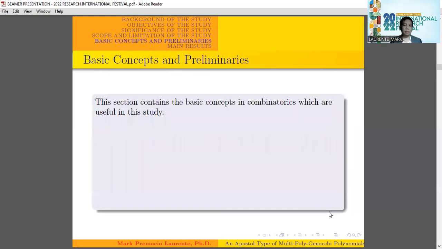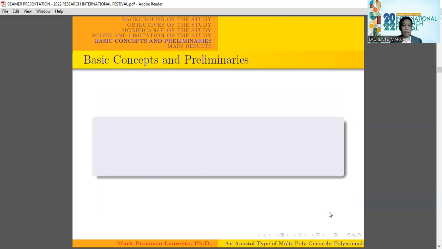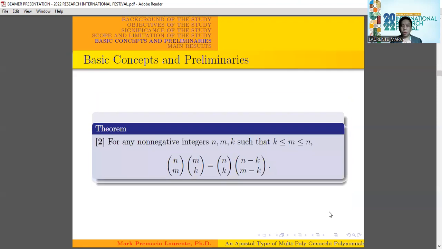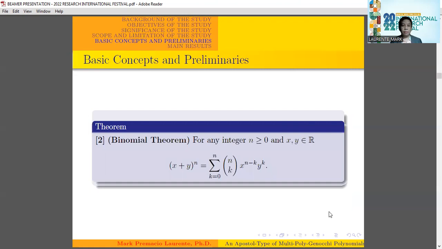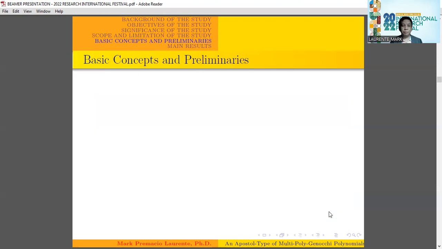We have the basic concepts and preliminaries, which are useful in this study. We have the binomial coefficient, n taken k. I think you're familiar with this one also. Then the remark on this binomial coefficient, and also the theorem and the binomial theorem. These theorems and basic concepts are taken from combinatorial mathematics, or combinatorics. And also the generalized binomial expansion due to Newton.